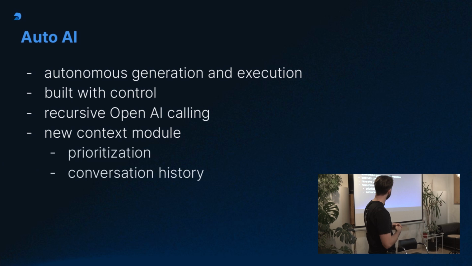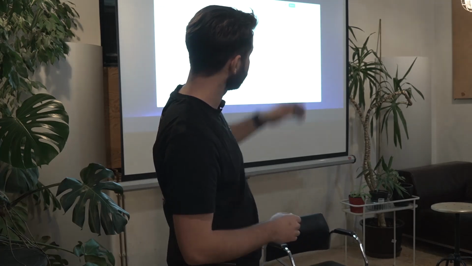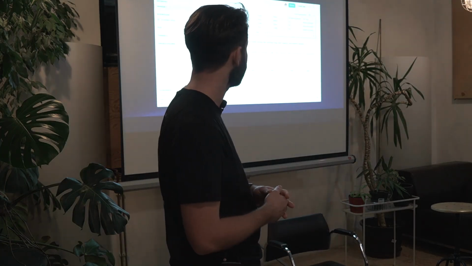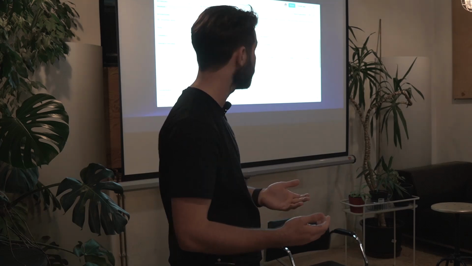So just to recap, Auto AI generates and executes code autonomously. We built it with control, no need to worry, it doesn't just venture off and never stop. There's a big stop AI button in the top right, and for example, the access to block output is something that the user has to explicitly approve of.